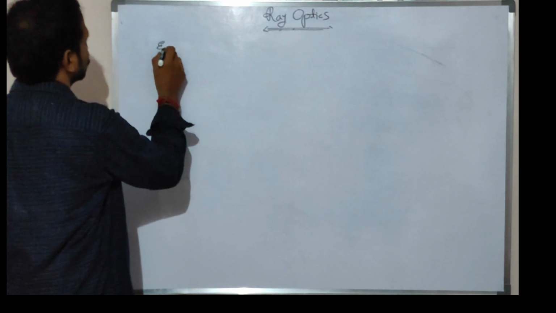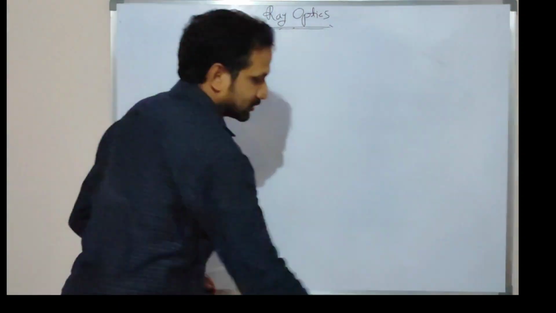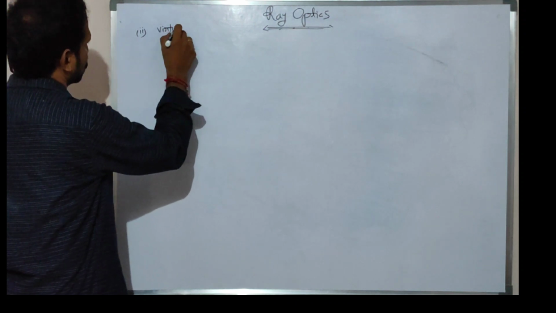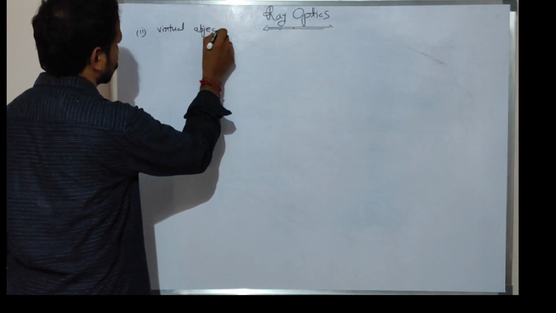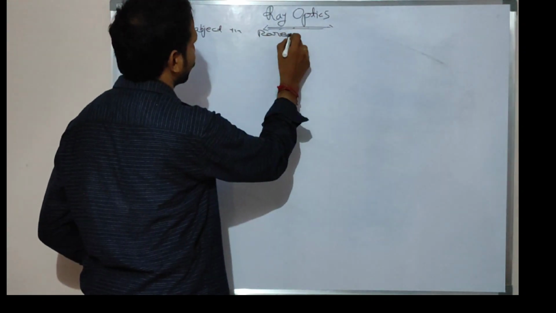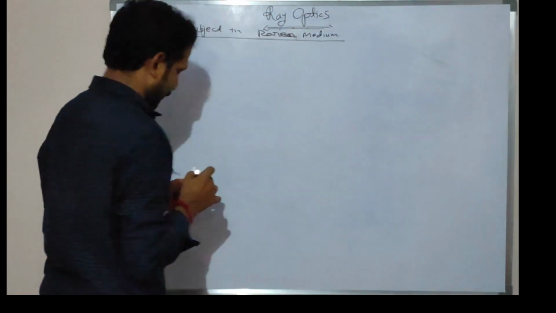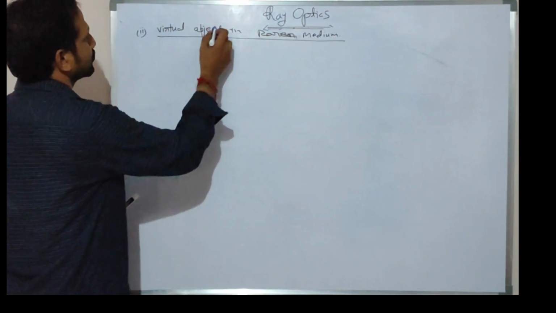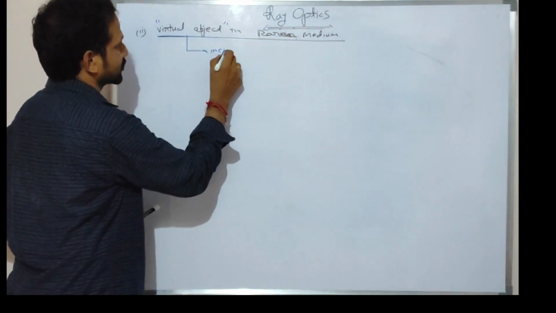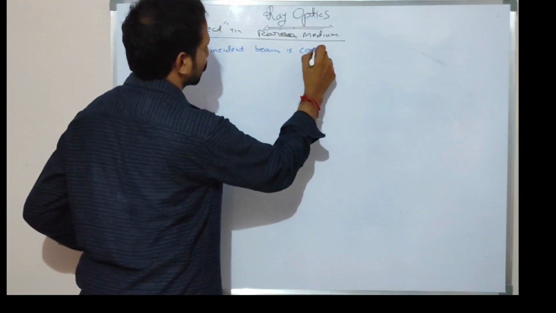So let us see the next case, that is, if the virtual object is in the rarer medium, that is case 2. Virtual object in rarer medium. So how is a virtual object actually formed? A virtual object means the incident beam is going to be converging. Incident beam is convergent.